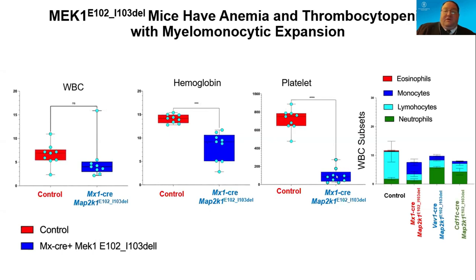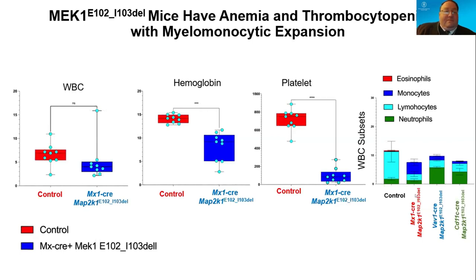There's also thrombocytopenia. And when looking at the white blood cell subsets, in control mice the most frequent circulating white blood cell, unlike in humans where it's neutrophils, is the B lymphocyte. B lymphocytes were the most frequent subset of white blood cells in the control mice, with very few monocytes. But when you look at the MX1 CRE, VAV1 CRE, and CD11C CRE positive mice, we see a suppression of the B lymphocytes and of lymphocytes in general. We see a major expansion of the monocyte compartment and also suppression of the eosinophil compartment and other types of granulocytes.